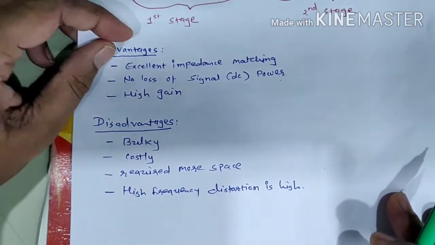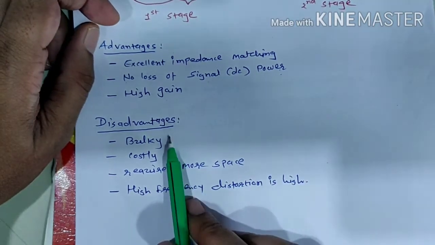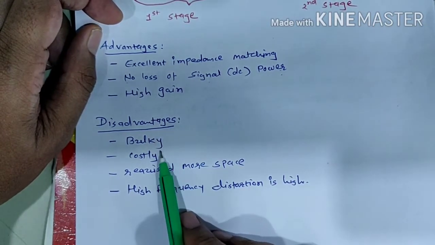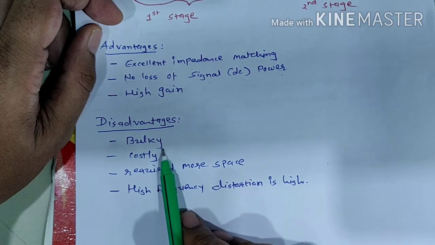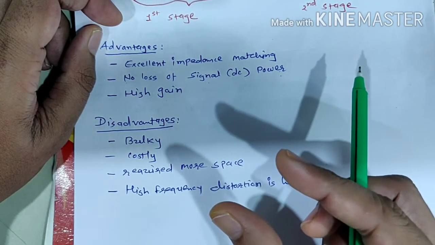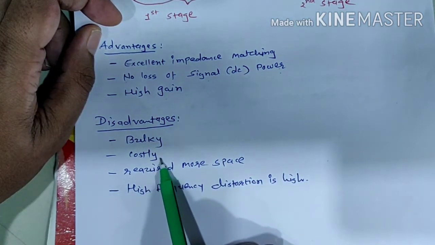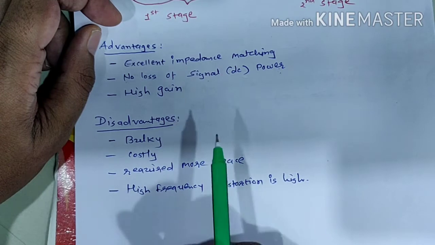And let us discuss the disadvantages. It is bulky, because we know that the transformer size is very large, or big-sized transformers are available. So it is bulky and costly compared to a capacitor and resistor.